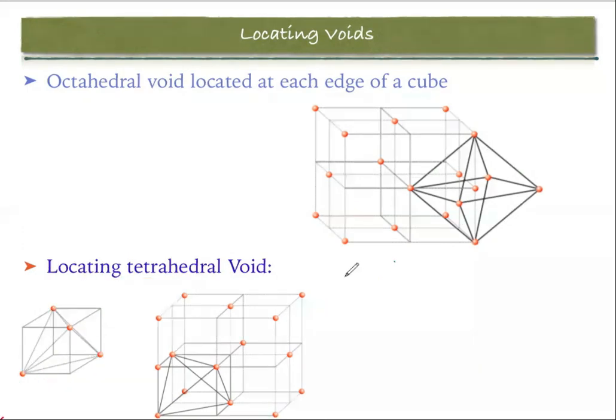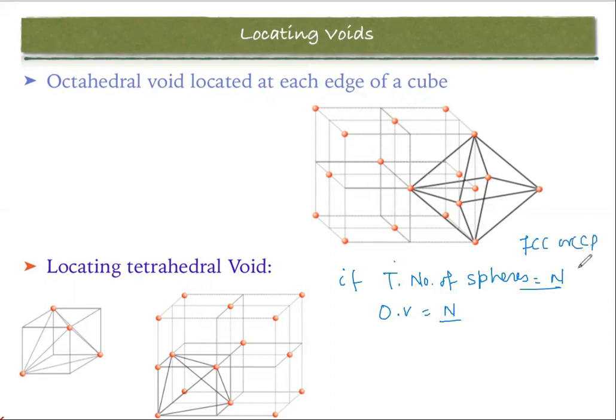Now if you look at the summary, if the total number of spheres is n, then octahedral voids are also n, as we have calculated in FCC or CCP. The total number of atoms present is 4, and octahedral voids are also 4. Now coming to the tetrahedral void, the total number is 8. So this is n, this is n, this is 2n.